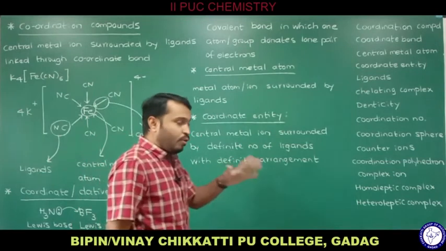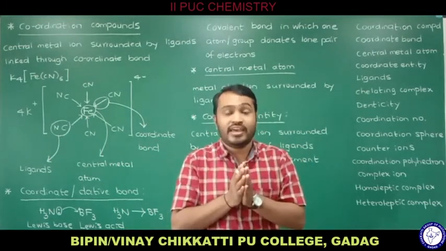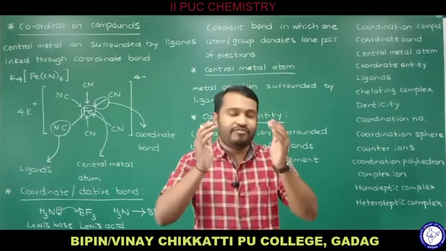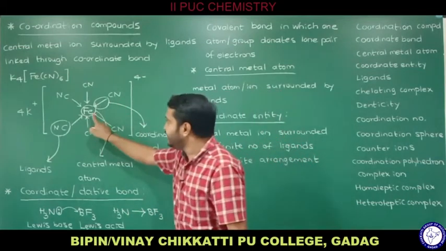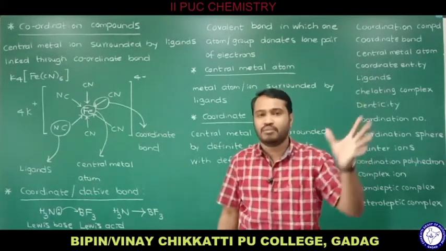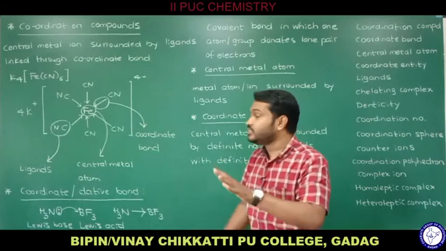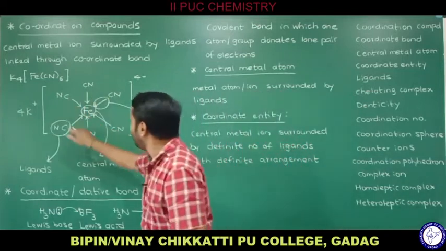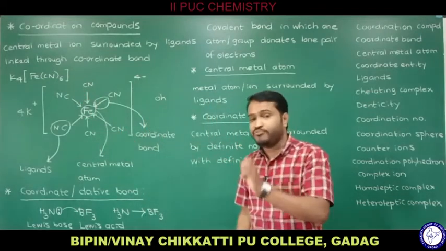As I said, in coordination compounds we have a central metal atom in the center which is surrounded by ligands. The ligands are arranged around this central metal atom in a definite manner. If you consider [Fe(CN)6] as an example, Fe is surrounded by 6 CN ligands only. We have a fixed number of ligands, not a random number, and these ligands are spatially arranged so that they form a definite geometrical shape. Actually the shape of this complex ion is octahedral, because we have 6 ligands here.